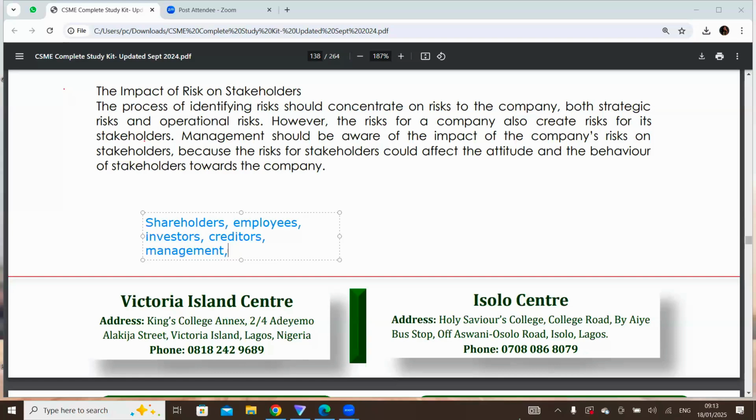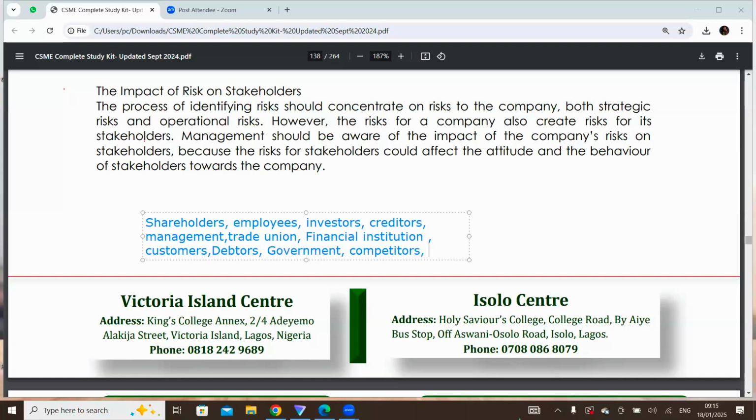Trade union, shareholders, employees, investors, creditors, management. Customers. Okay, thank you. So 1, 2, 3, 4, 5, 6, 7, 8. Customers, debtors. The government. Everyone else is quiet; people don't know stakeholders. Competitors. Thank you. 1, 2, 3, 4, 5, 6, 7, 8, 9, 10.